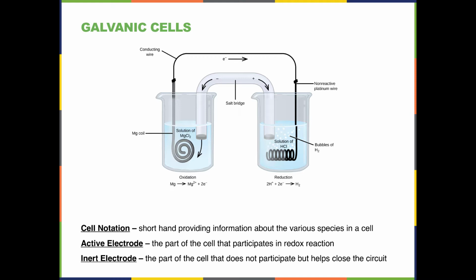In this case, the two cells, on one side you have the oxidation, magnesium being made into magnesium ions. On the other side, it's hydrogen ions being made into hydrogen gas. But since hydrogen gas bubbles, you have to have a solid to conduct the electricity. And in this case, they used a non-reactive platinum wire. So the non-reactive platinum wire acts as an inert electrode that allows for the formation of the hydrogen gas.